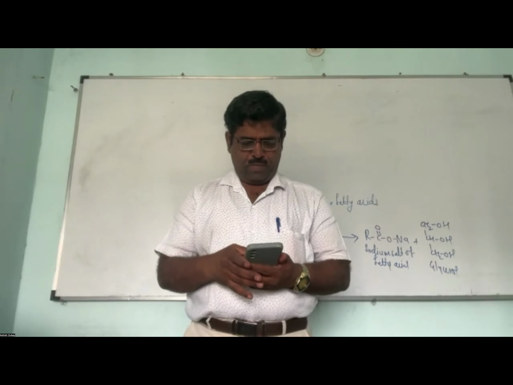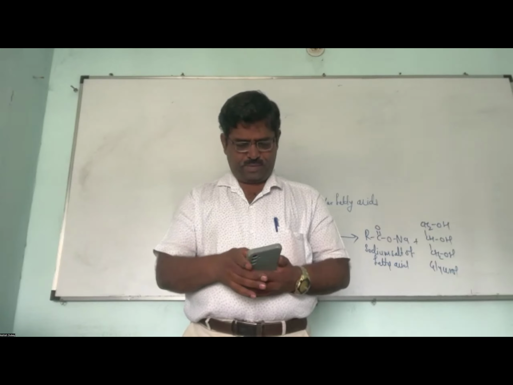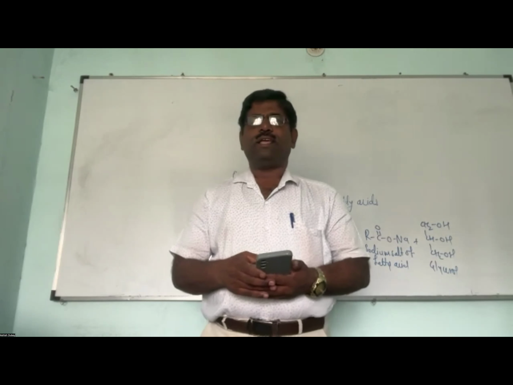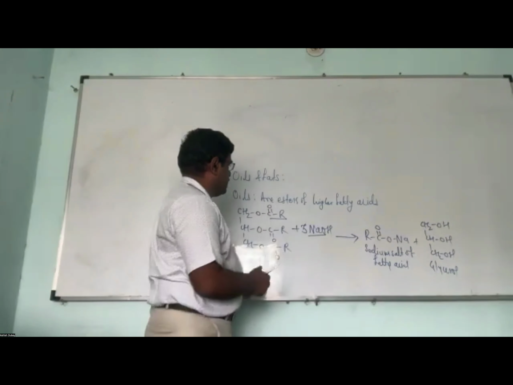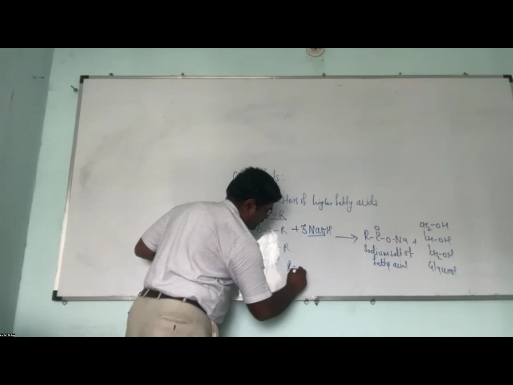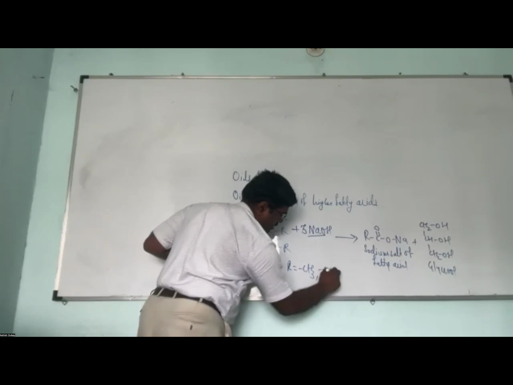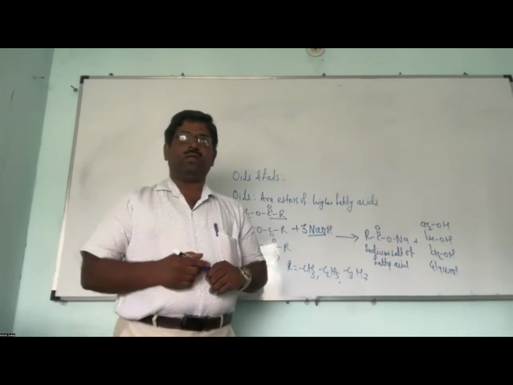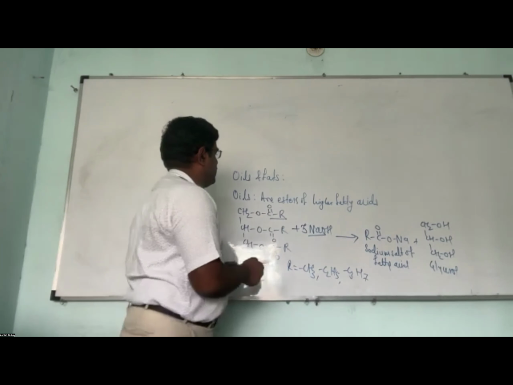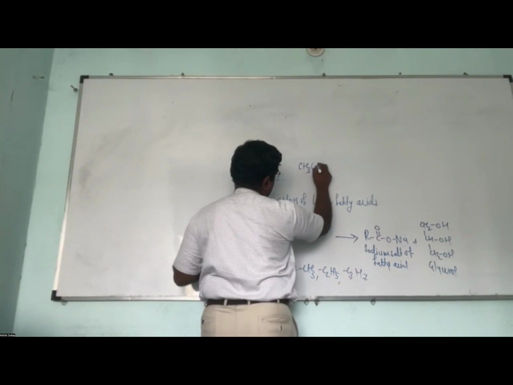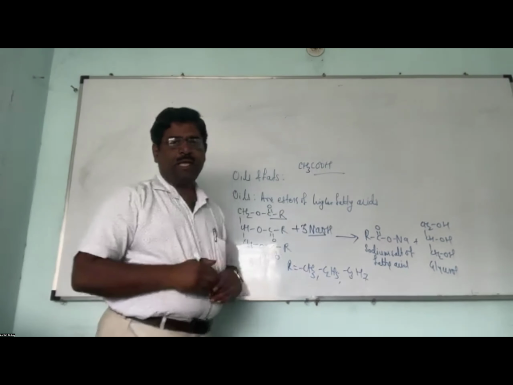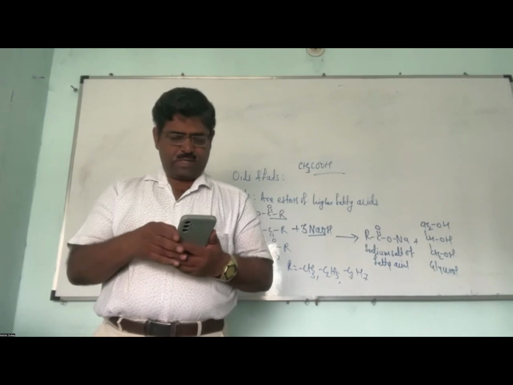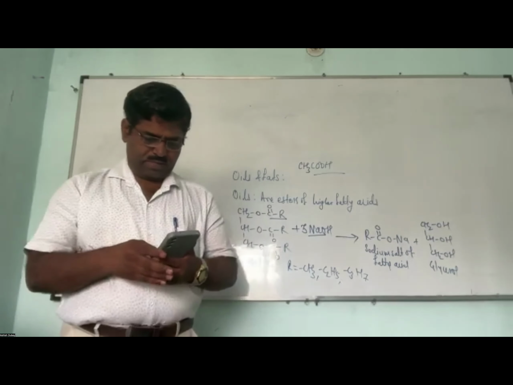Is there any doubt to anybody? No, sir. Okay. Sir, what is the significance of R? R is an alkyl group. Very good. I forgot to tell you. R is an alkyl group, like methyl group, ethyl group, propyl group, etc. If R is CH3, on hydrolysis you get acetic acid or ethanoic acid. Likewise, if it is ethyl, you will get propanoic acid.